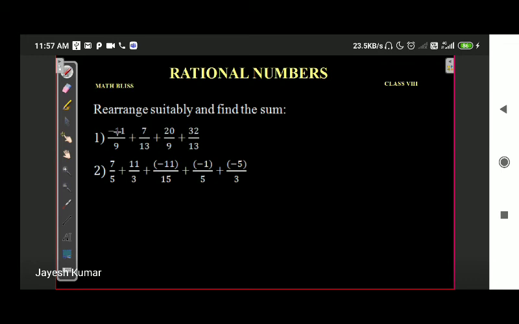What are the properties of addition? What can be used here? Commutative property, associative property. Okay, fine. So first of all, we will rearrange them. We will rearrange them according to their denominator, and then we will find the answer. So let's take the first part.